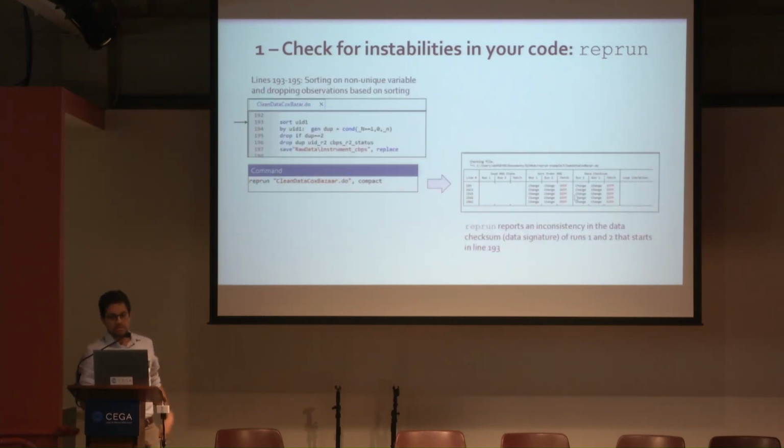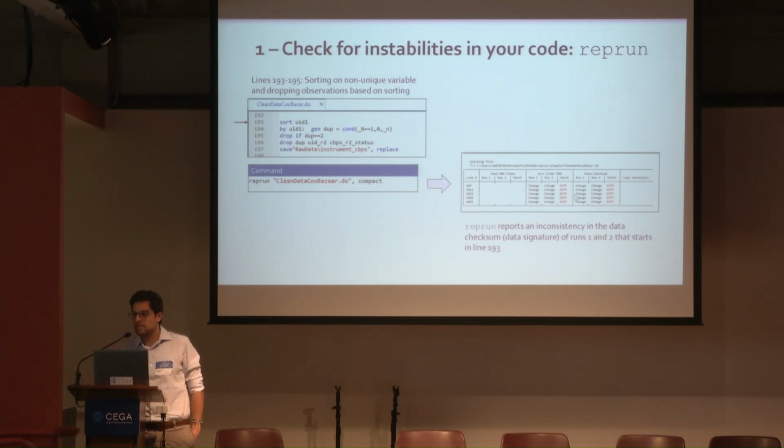This is a short example. So the code to the left here is creating an unstable sorting. This is a sorting that if you don't control well, is going to give you one sorting for the first run and another for the second run, and then this is dropping observations based on the order, the unstable sorting that it creates. So if you run reprun on a do file that is doing this, it will tell you that your data signature is starting to change in line 193, so that you can correct this if you want to achieve computational reproducibility in your Stata code. And this will save you a lot of time. It does for us, especially when we reproduce and want to know what's going on. So that's the first of the commands.